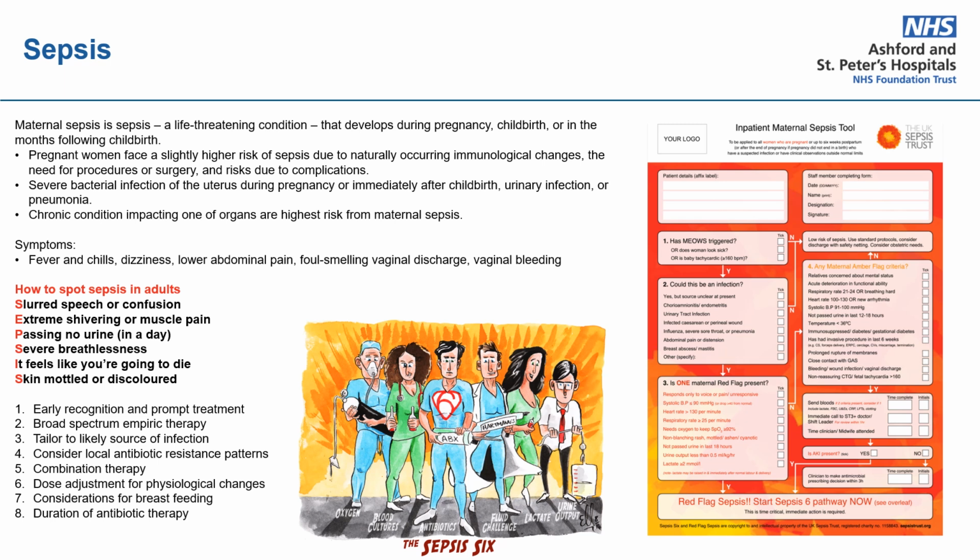Consider local antibiotic resistance patterns. In severe sepsis, combination therapy is often recommended in order to cover all the possible pathogens. Remember to change the dose and adjust for physiological changes that take place in postnatal patients, and regularly assess for renal and liver function, especially if using nephrotoxic or hepatotoxic antibiotics such as aminoglycosides. Adjust doses accordingly if there is evidence of organ dysfunction, as sepsis can impair renal and hepatic function. And remember to consider prescribing in breastfeeding.